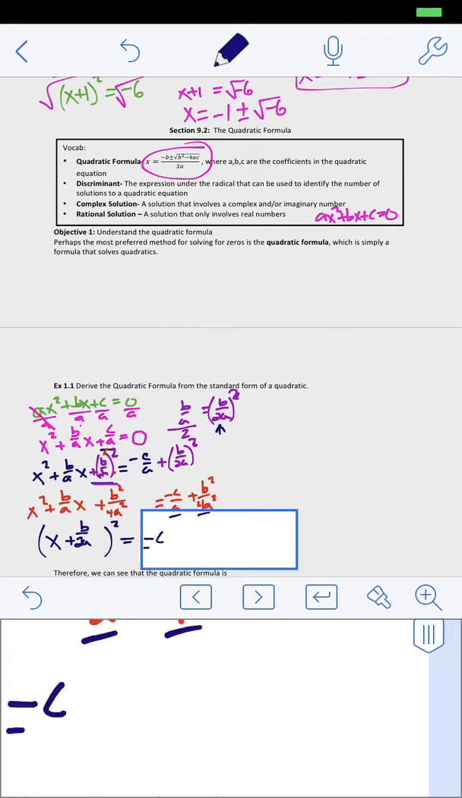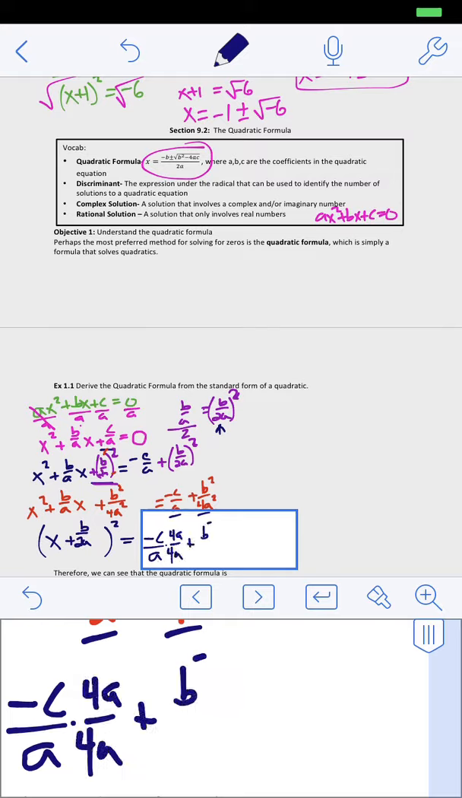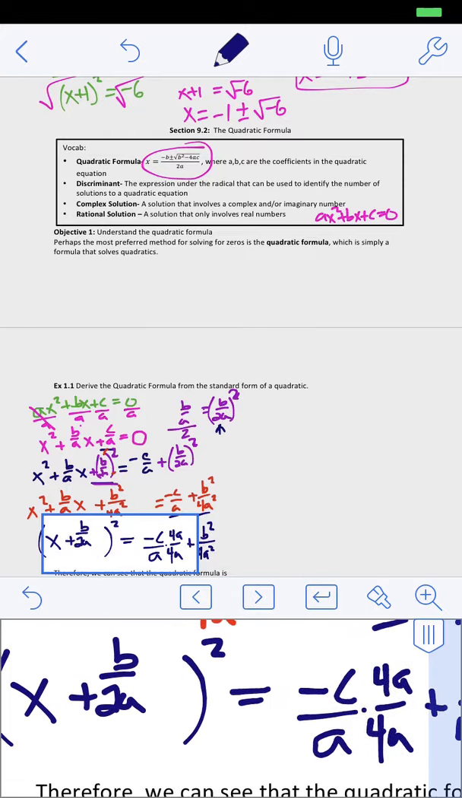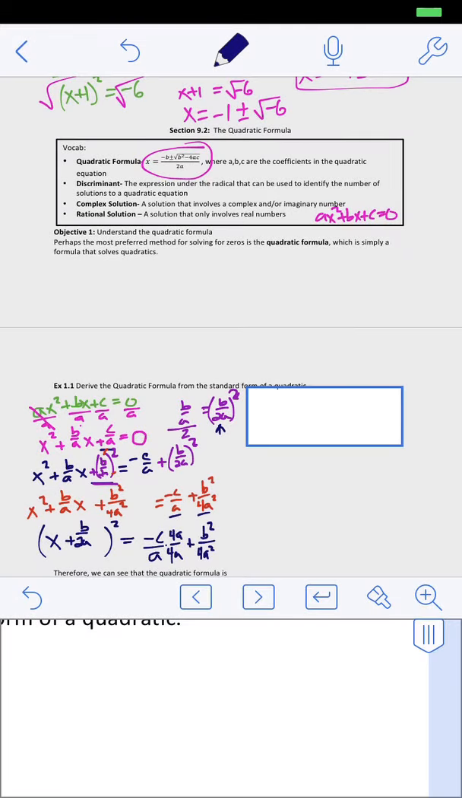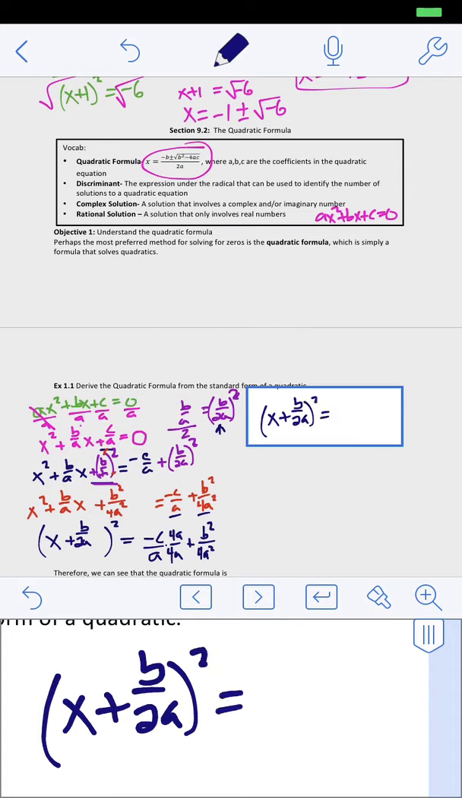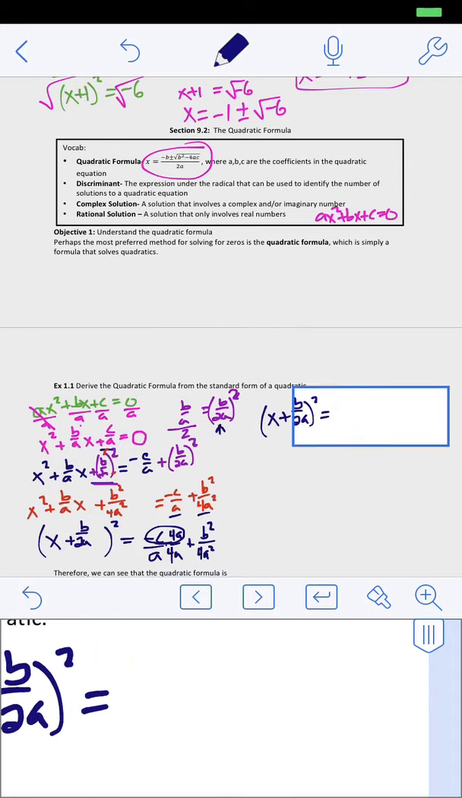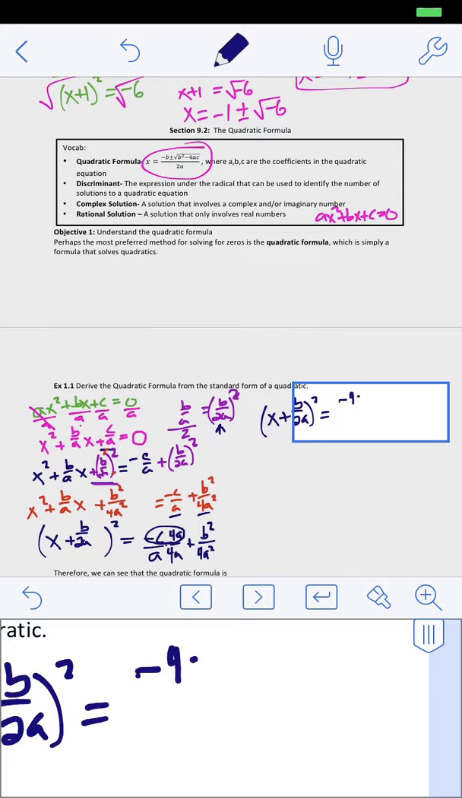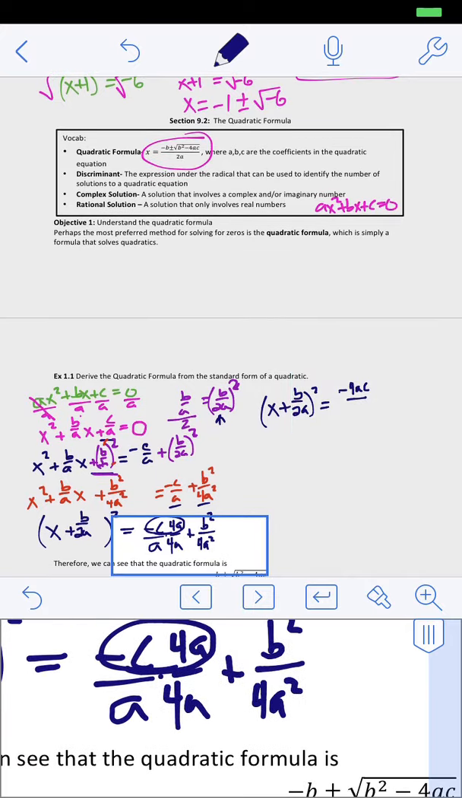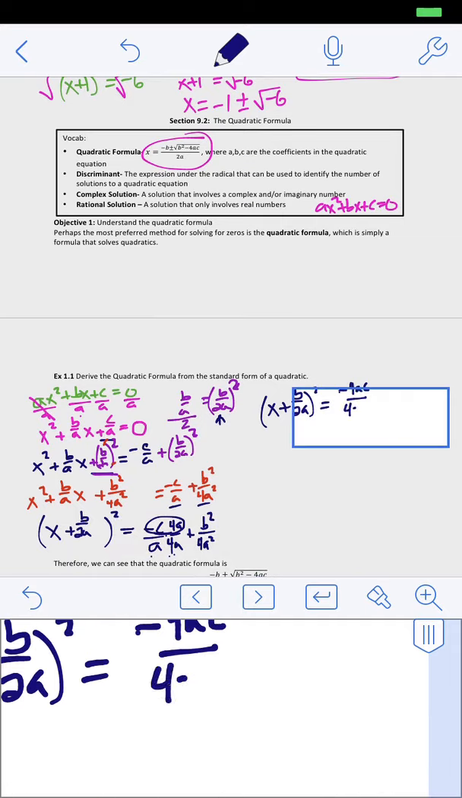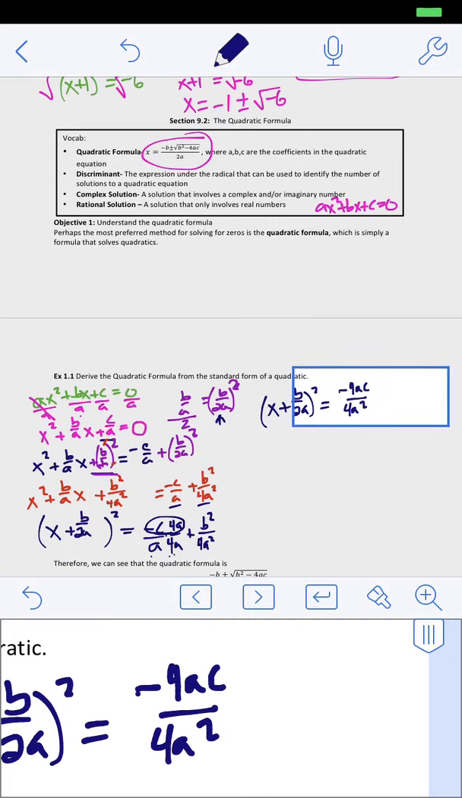So negative c over a times 4a over 4a plus b squared over 4a squared. When I do that, I end up with negative 4ac on the top, and 4a squared on the bottom. So let's rewrite everything. This is still the same step, so I'm going to keep it in the same color. Left-hand side not changing, right? I end up with negative 4ac over 4a squared, plus b squared over 4a squared.